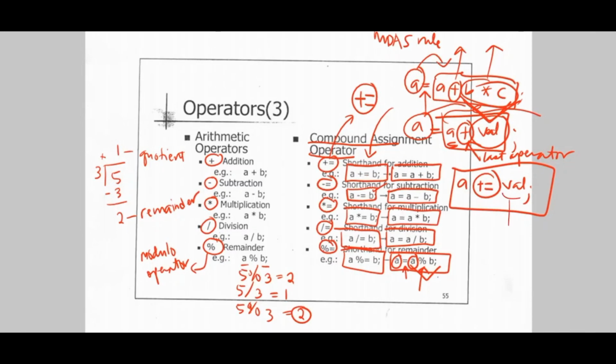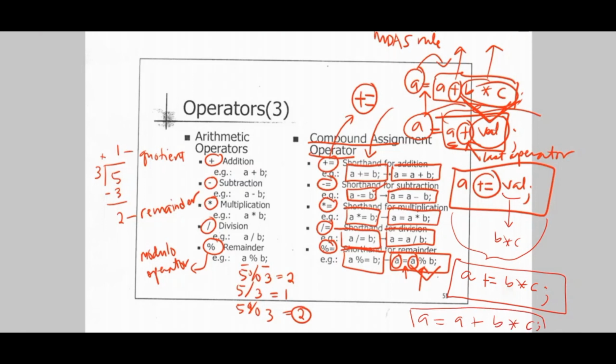And replacing val with the original expression B times C, the whole expression now would be written as A, and then the shorthand for addition, the compound assignment operator for addition, and then the value of val, which is originally B times C. So this is the shorthand assignment statement for the original, A gets A plus B times C. So this is the original expression, how we normally write it, and this is the equivalent shorthand assignment statement.